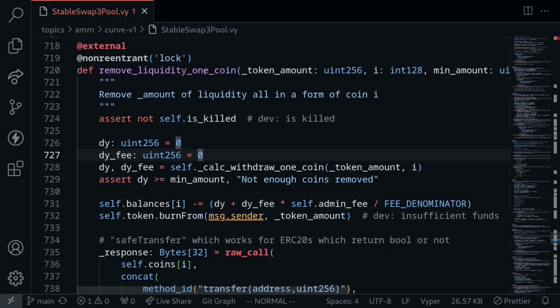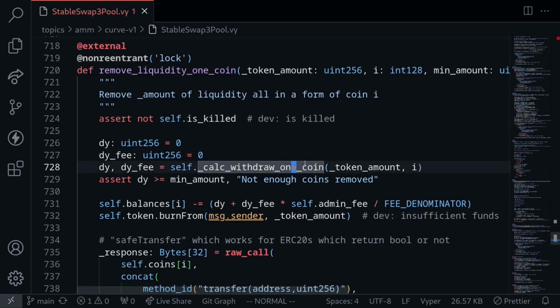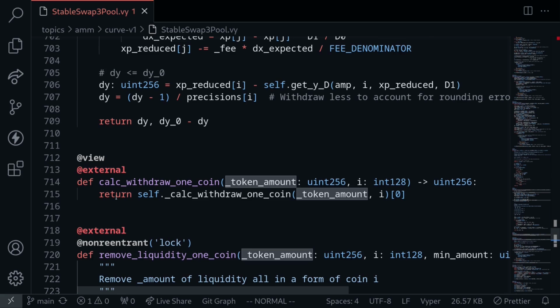Inside the function remove liquidity 1 coin, there's an internal function called calc_withdraw1coin, which will calculate the amount of single token that you will receive for burning this much amount of LP tokens. Let's take a look at how this function is implemented. As a note, there's also an external function that calls into this internal function calc_withdraw1coin. Given the LP amount and the token that you want to receive, it will calculate the amount of token that you will receive for burning this much amount of LP tokens.